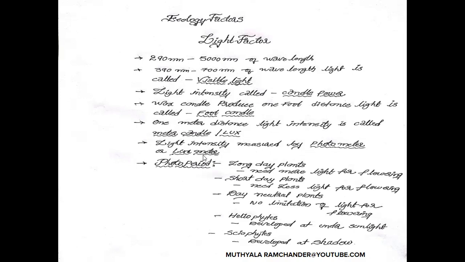We can easily identify this: we use 1 wax candle. The wax candle produces light. The light intensity around the wax candle is high. Then far from the wax candle, the light intensity is reduced. So the distance of light produced by the wax candle is called foot candle. If the same light intensity is measured at 1 meter distance, 1 meter light intensity is called meter candle or lux. Light intensity is measured by photometer or lux meter.